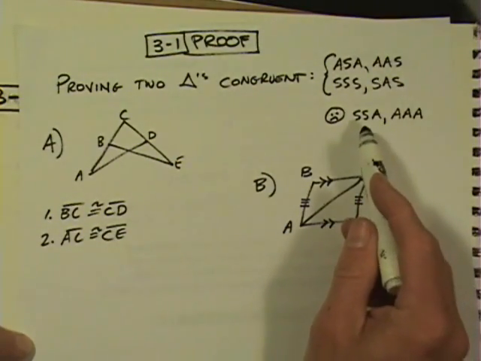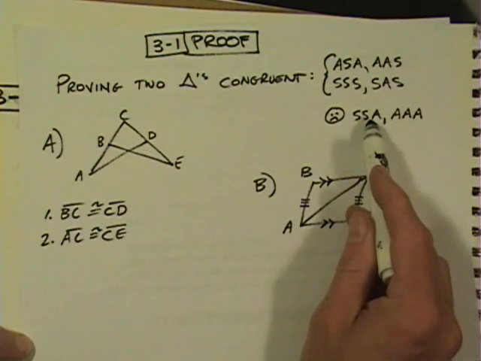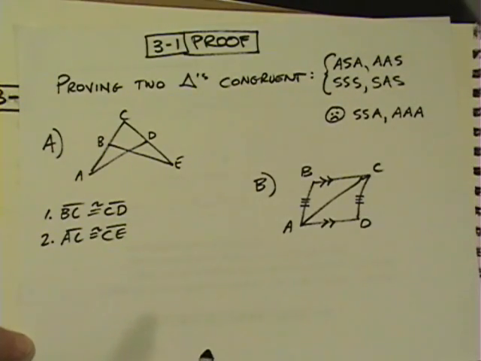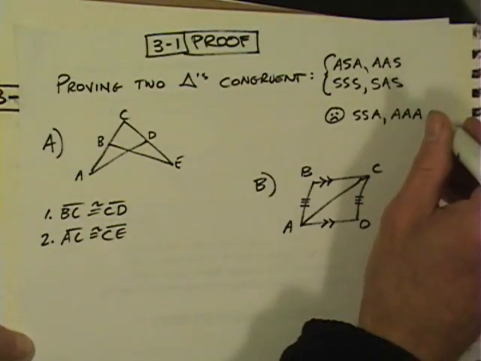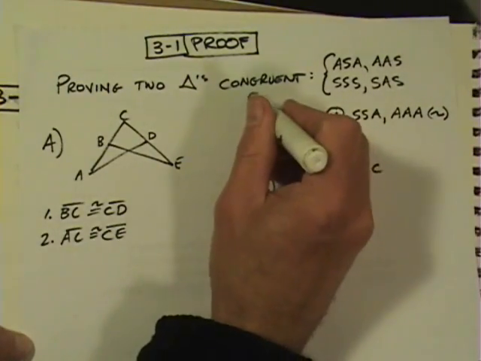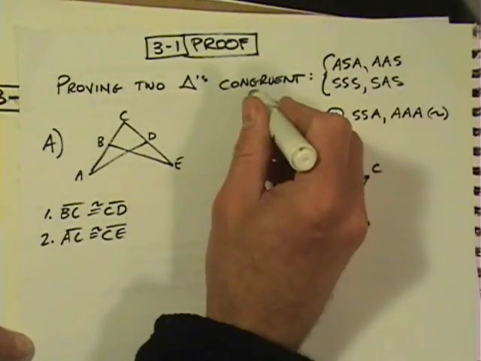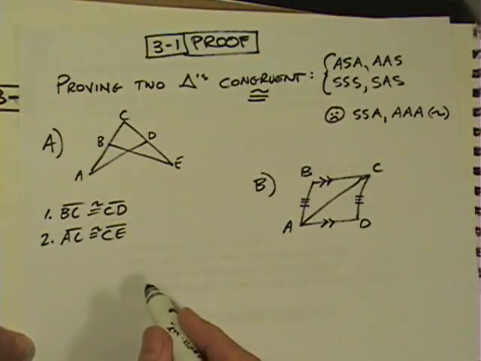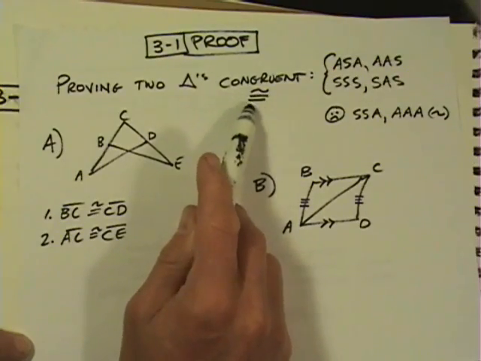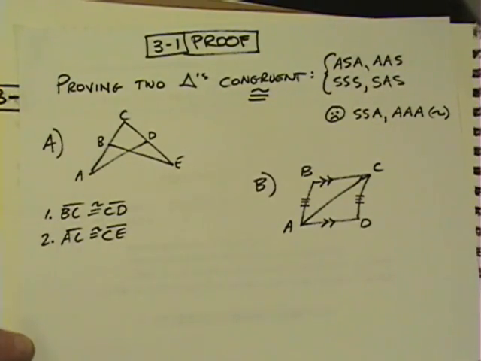Things that don't work to prove them are side, side, angle. That does not work. And angle, angle, angle does not work to prove something is the same size. It will be okay to prove that it's the same shape. So this is a proof of similarity, it's called. That's the symbol for similarity, but not for congruence. That's the symbol for congruence, an equal sign with the wavy above it. It is not approximately equal. It is in geometry exactly equal. That's what that symbol means.